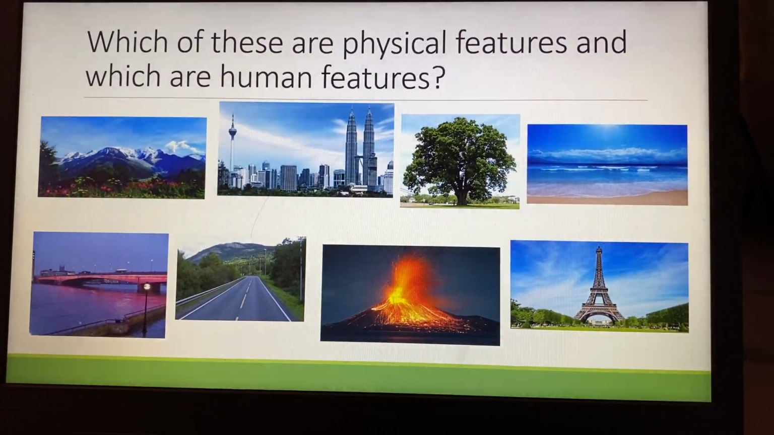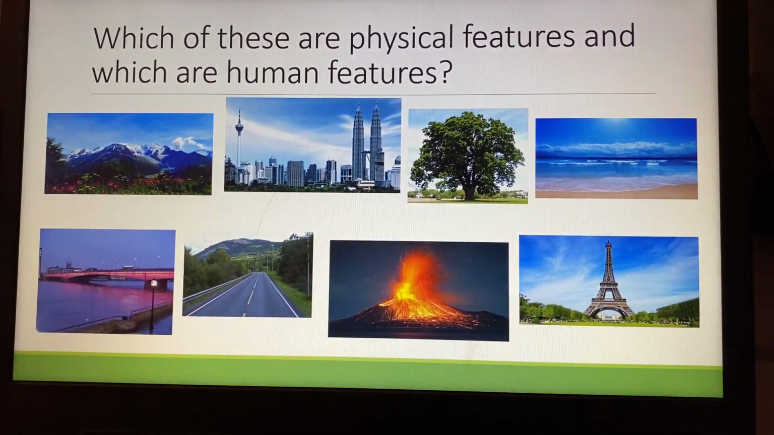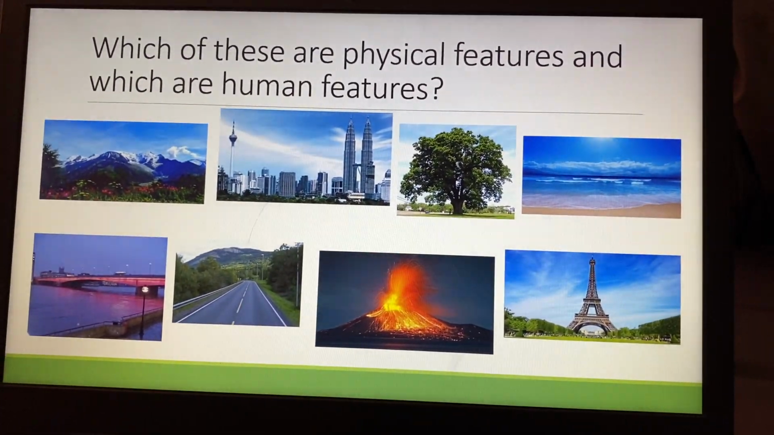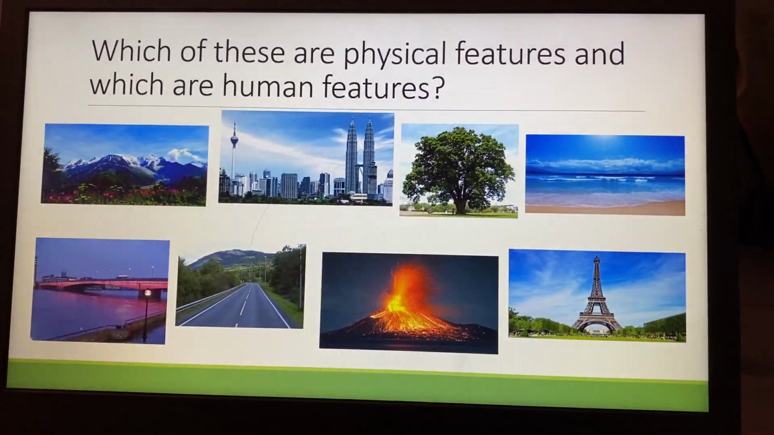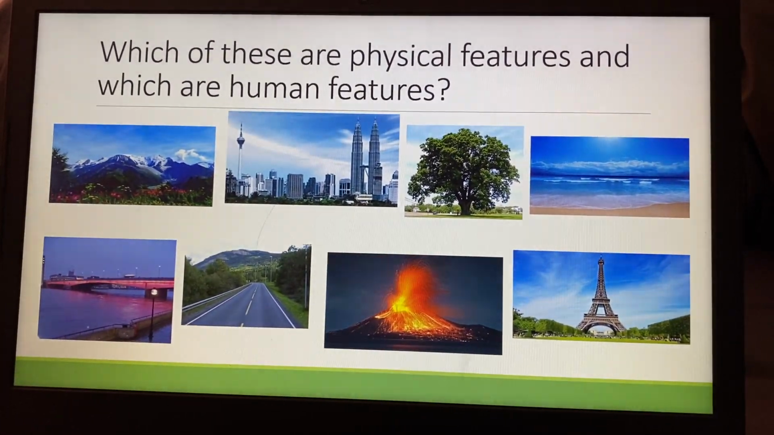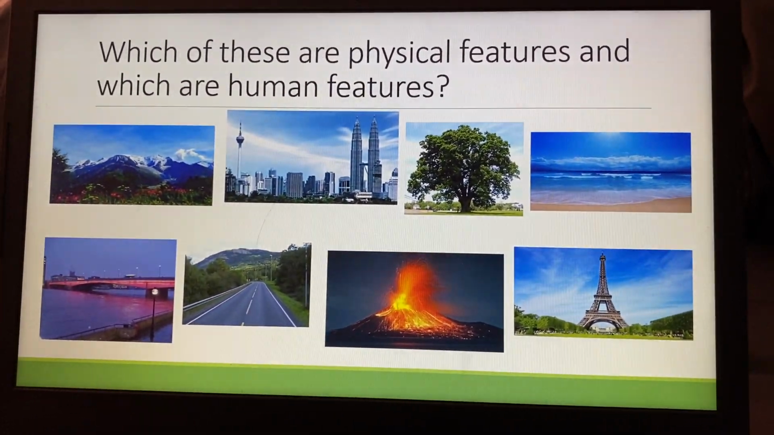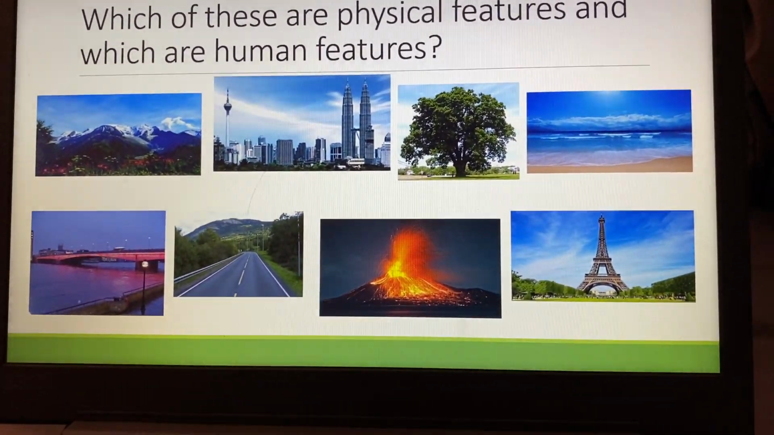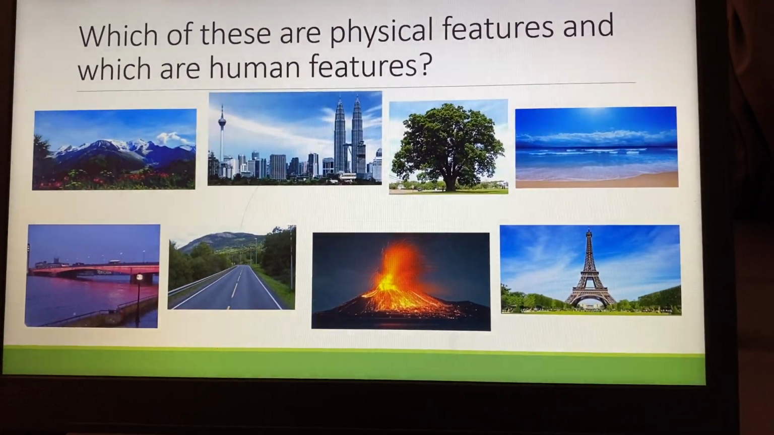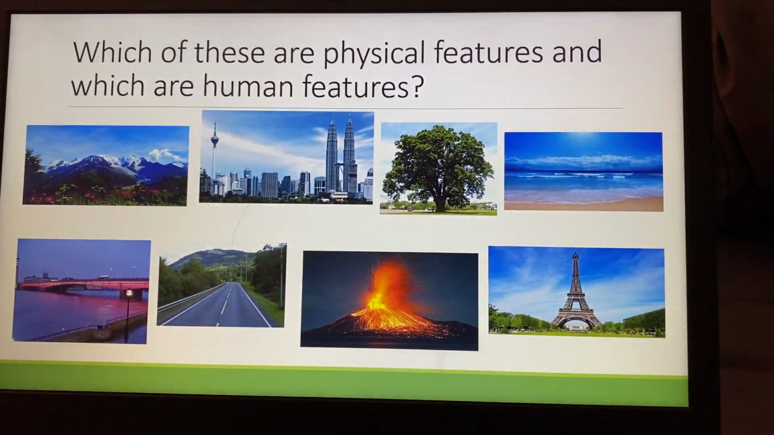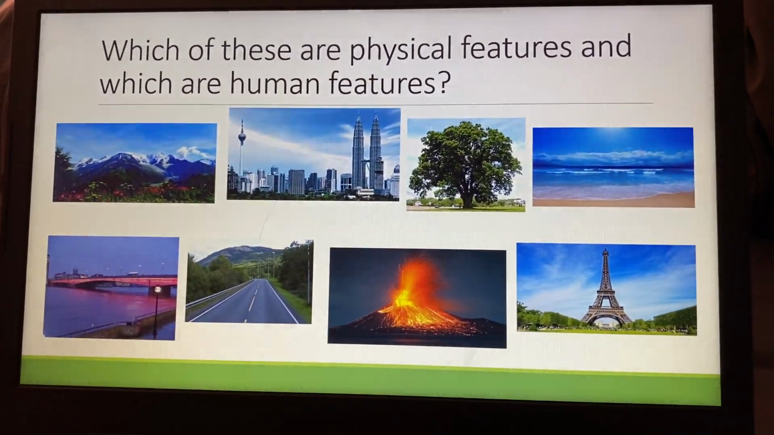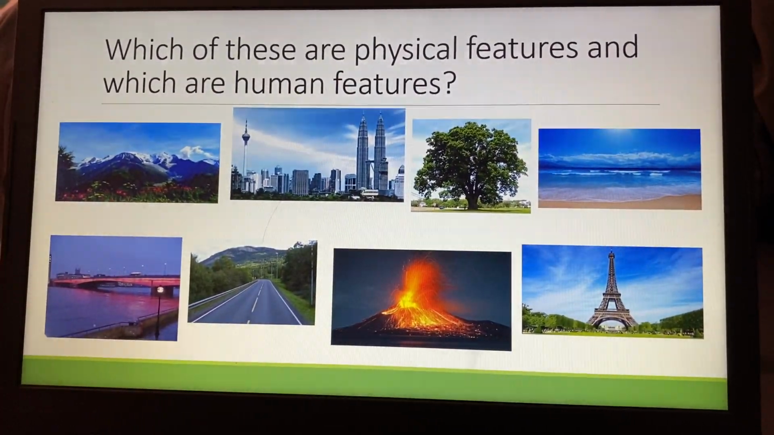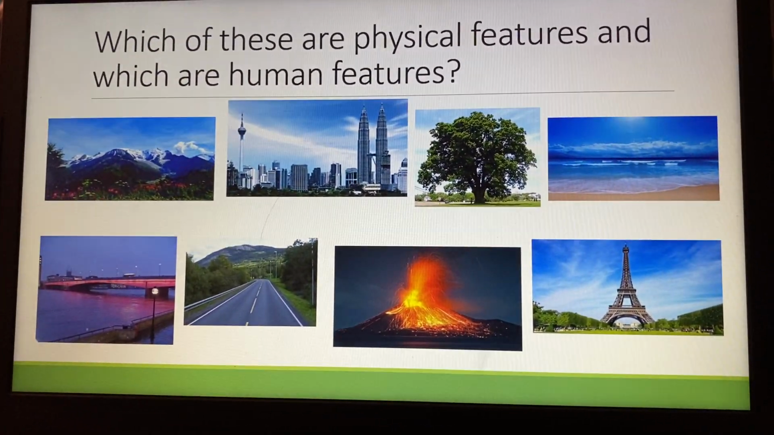Which of these are physical features and which are human features? So I want you to look at each one of these photos that I've posted, and I want you to try and decide whether they're physical features or human features. Okay, and you could jot down on a piece of paper, maybe one title saying physical features, make a little table, and the other title on the other side saying human features. And then I want you to just write down which photos you think are human features, so which have been made by humans, and which are physical features, so which have occurred naturally in our environment. You might want to pause the video for a couple of minutes just so you can have a good look and have a think and write down some answers, but I'm going to move along to the next slide.